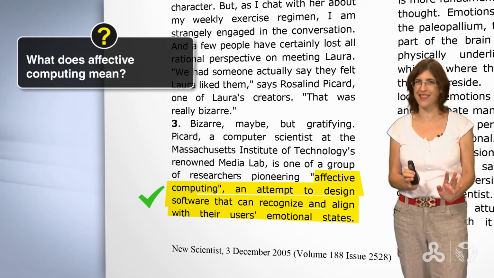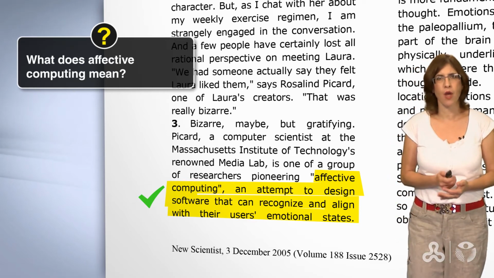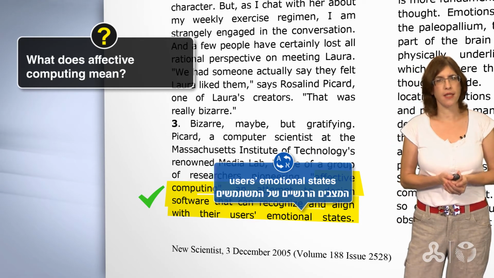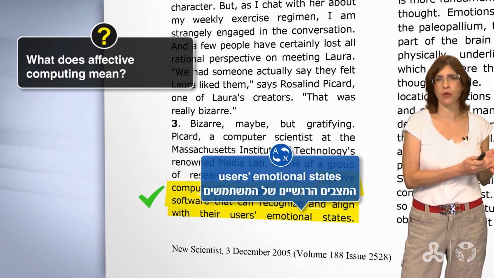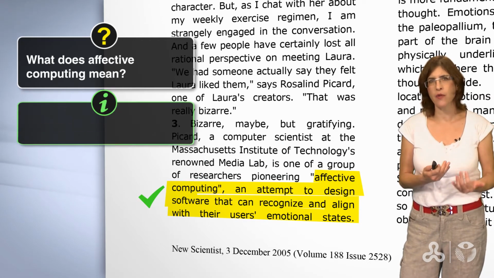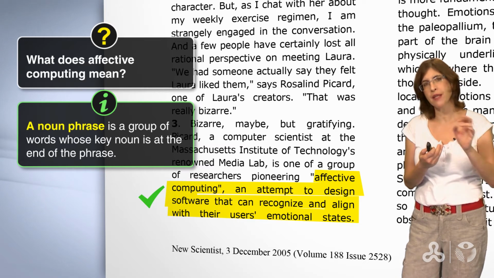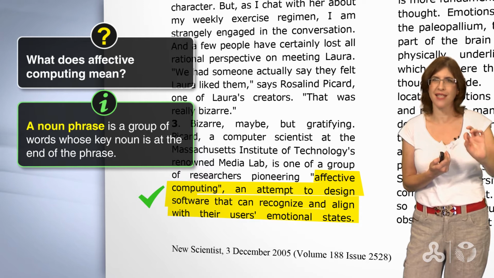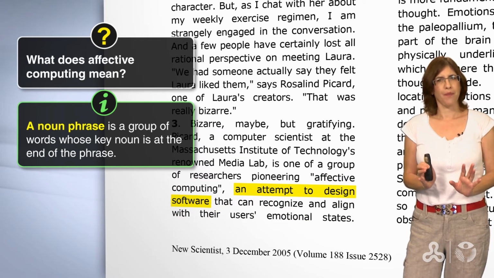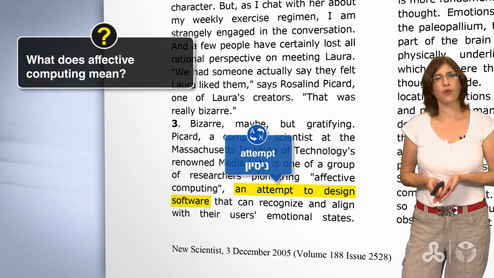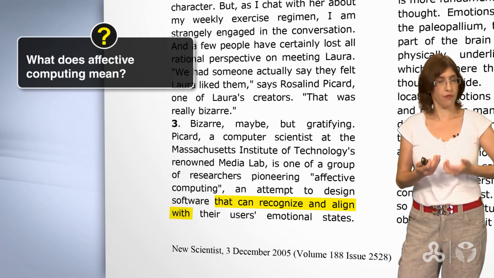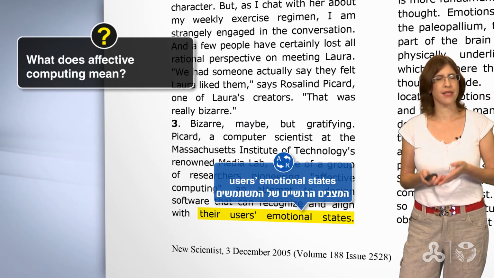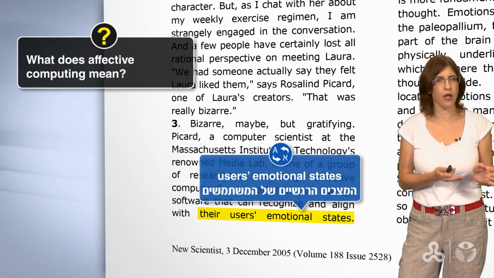זה משפט כבד, בואו ננסה להבין. Users' emotional state זה המצב הרגשי של המשתמשים. Again, this is a noun phrase and you need to translate from the last word to the first. כשמתרגמים לעברית, להפוך את הסדר. כלומר, זהו ניסיון לעצב תוכנה שיכולה לזהות ולהתאים את עצמה למצבים רגשיים של המשתמשים.